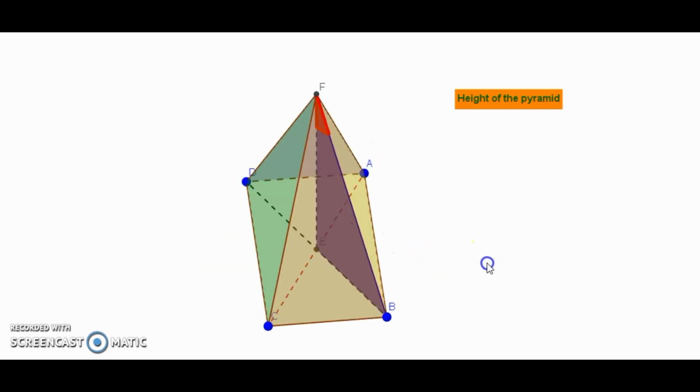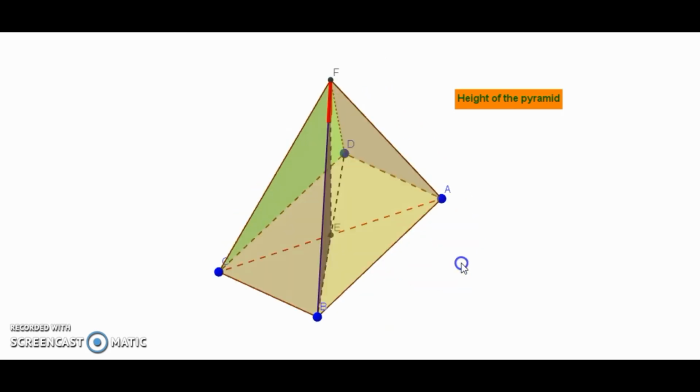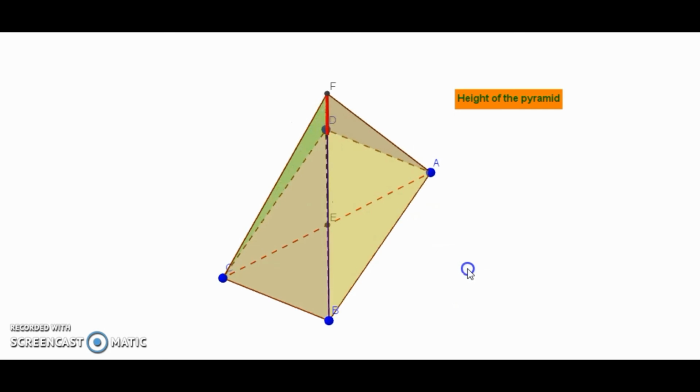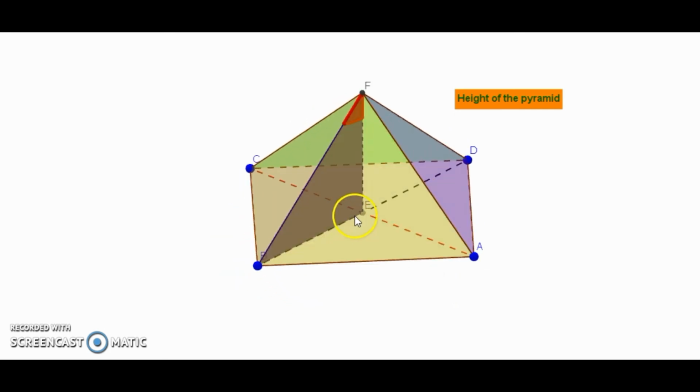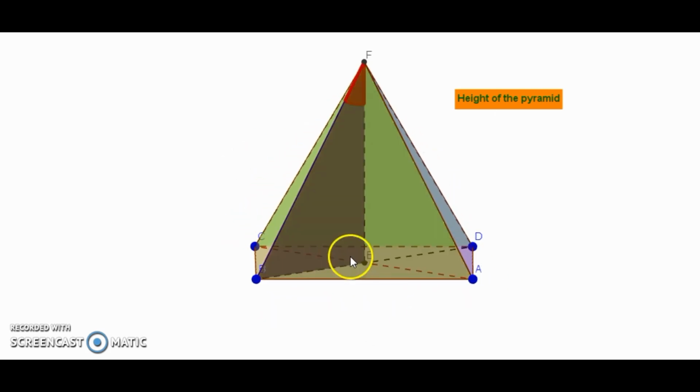So you can find this angle actually using SOHCAHTOA if you know the height, if you know the other dimensions, like if you know the dimensions of the base, you can find this base length. If you know the length and width of the base, you can find the diagonal of the base, and this would be half of the diagonal. So you'll have the base of this right angle triangle, and if the slant height of the pyramid is given, you have the hypotenuse of this right angle triangle.